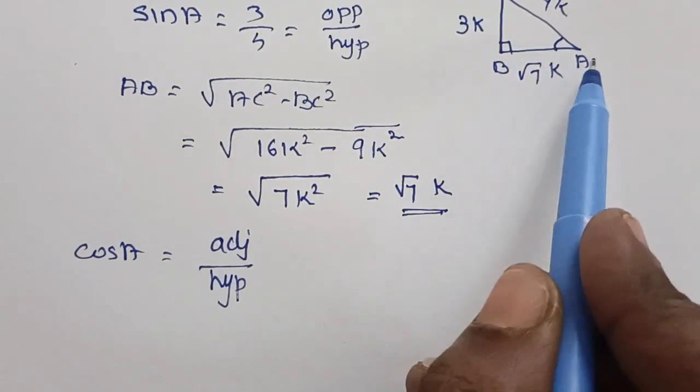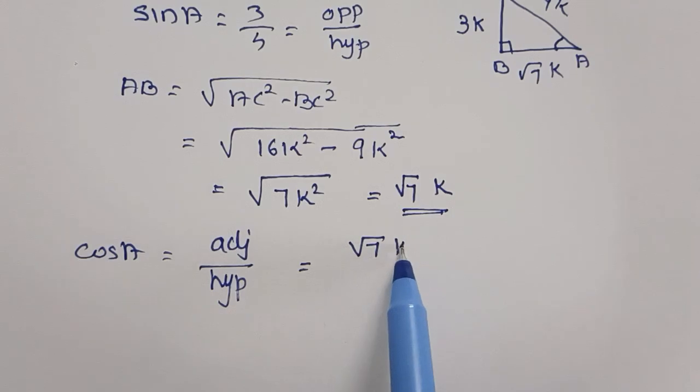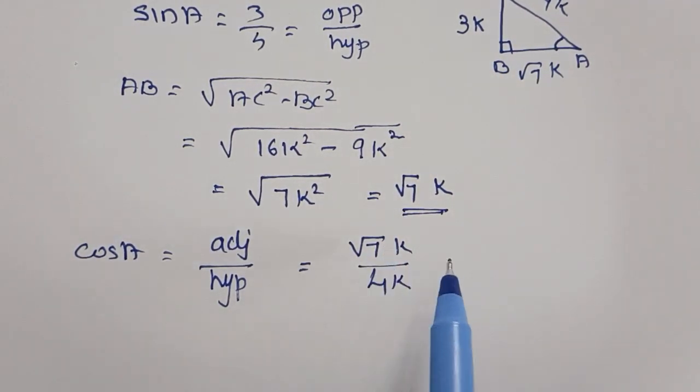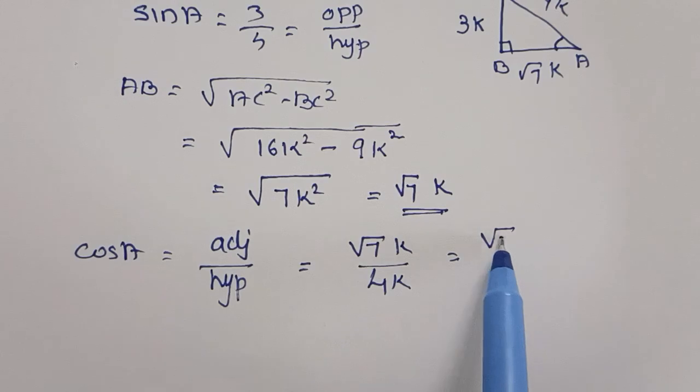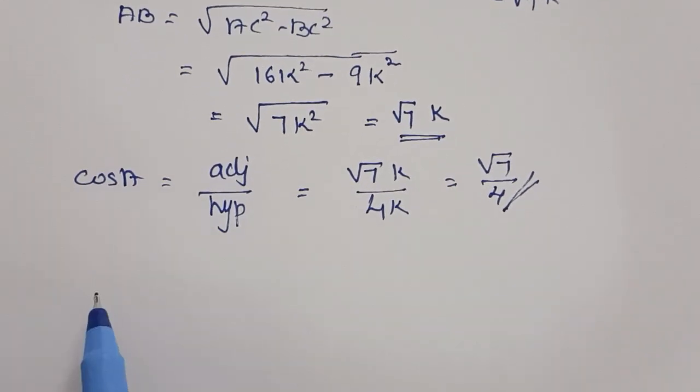Adjacent of angle A is AB. Therefore, cos A is equal to root 7k divided by hypotenuse, which is 4k. After cancelling k, we get root 7 by 4. Next, tan A.